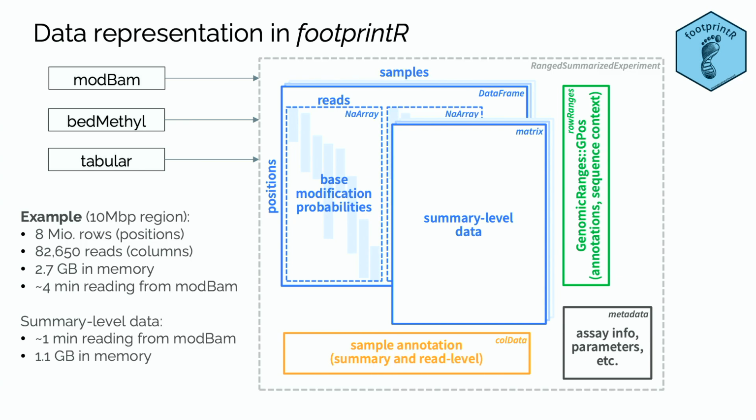But we also have a read level assay, and here we have to be a little bit more creative because we have our samples and we have multiple reads per sample. So we decided to store this in a nested data frame. Each column in the data frame corresponds to one sample, and each of these columns is a sparse matrix, or a special type of sparse matrix, namely the NaMatrix, which is a new type of sparse matrix that Hervé kindly implemented with this use case in mind.